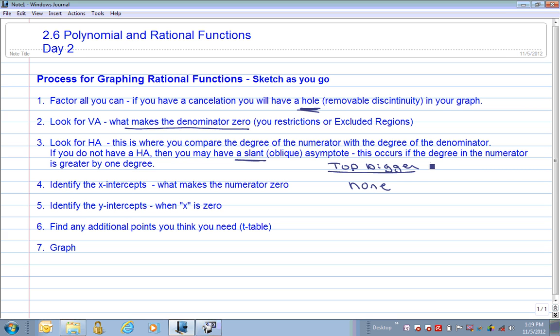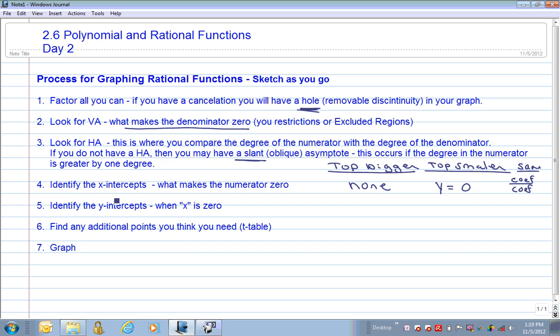If the top is smaller, then the horizontal asymptote would be y equals 0. And then if the top is the same, then it's the coefficient over the leading coefficient. And that's in a previous video, but I just wanted to remind you of that.